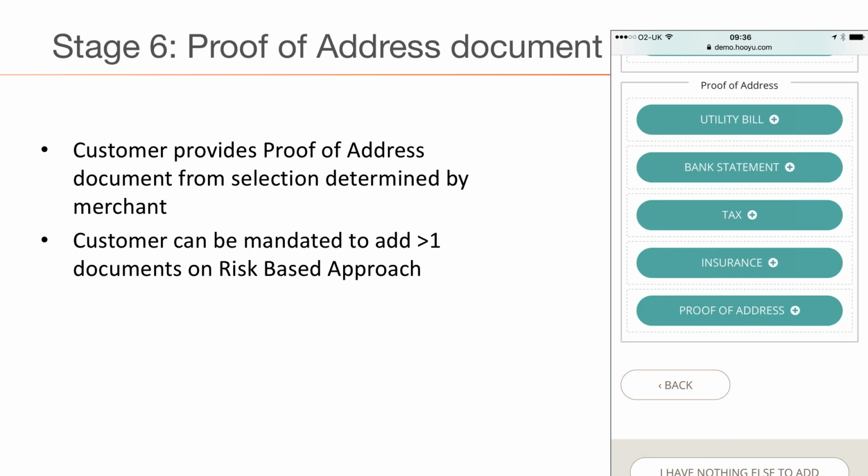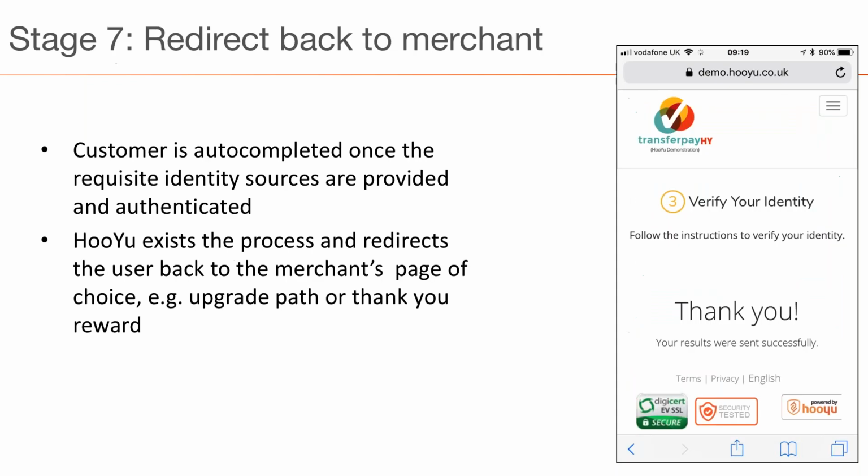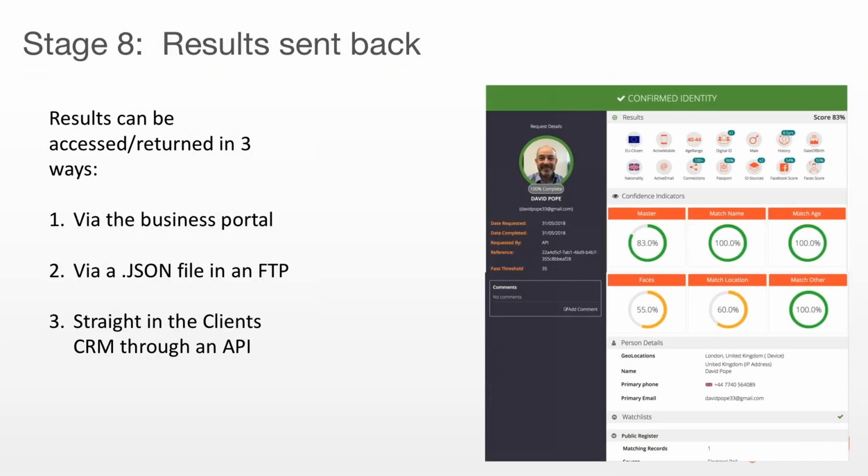Then once that has happened, we exit that process and we redirect the user back to whatever page you want them to go to next in the customer journey. They could log back into their account, they could go on to a special offers page, and so on and so forth. And at the same time, we send the results of the process back to you, the merchant, using the API.